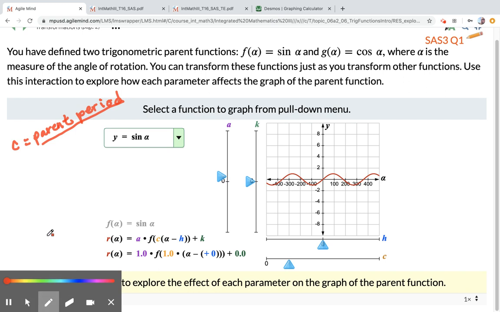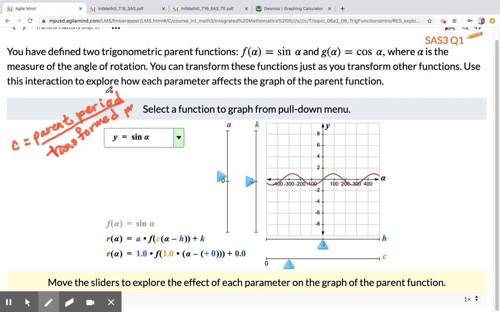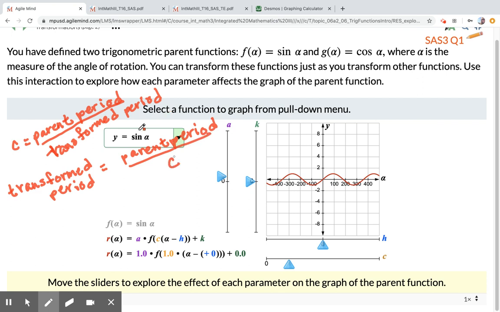So we're going to say that C equals the parent period divided by the transformed period. Which, by the way, means you could rewrite it. If you multiplied both sides by the transformed period and divided both sides by C, you could also write it this way. You could say that your transformed period is equal to your parent period divided by C.